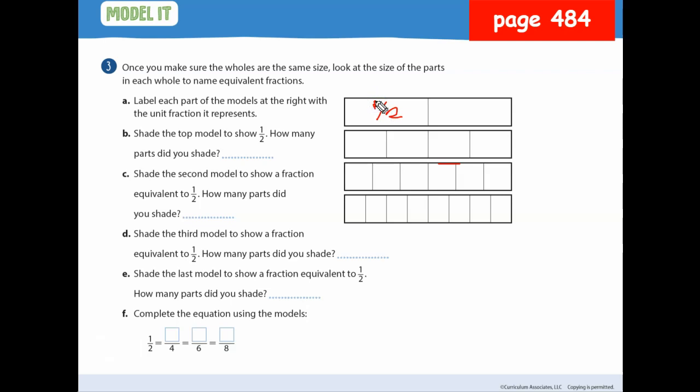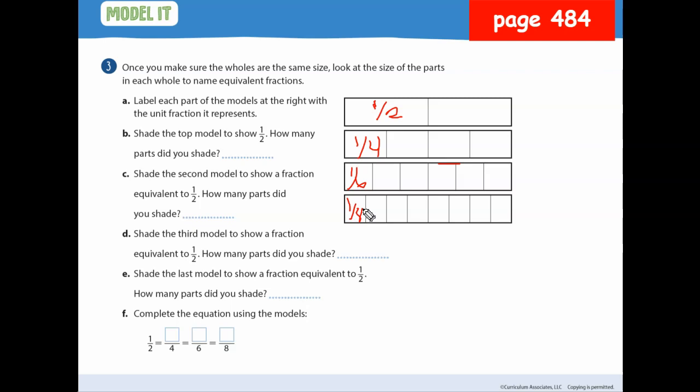Okay. What's the unit fraction for the second one? It's 1 with how many sections I have? 1/4. Okay. What's the unit fraction for the third one? 1/6. The denominator tells me how many sections I have, and then it's always 1 at the top for a unit fraction. What's the unit fraction for the bottom one? 1/8. Okay.